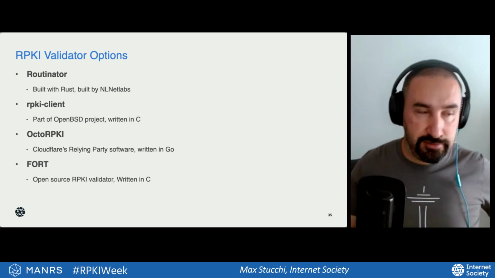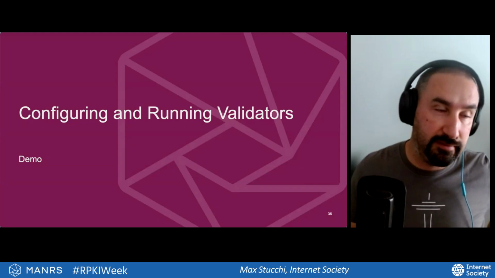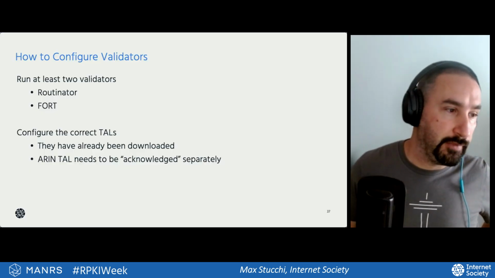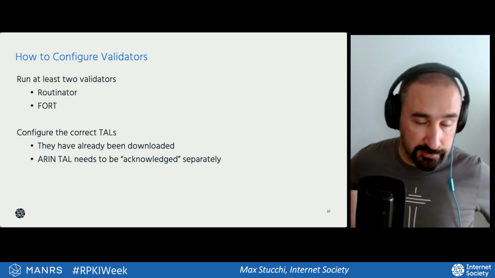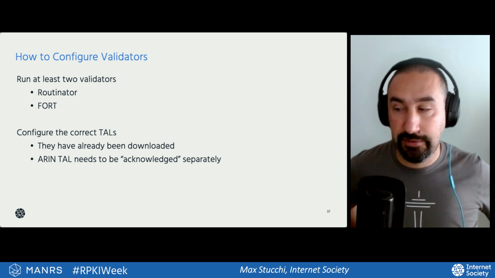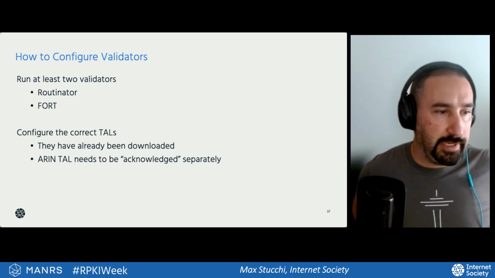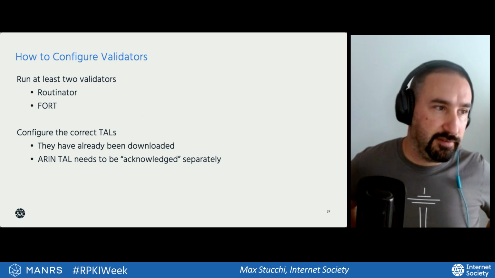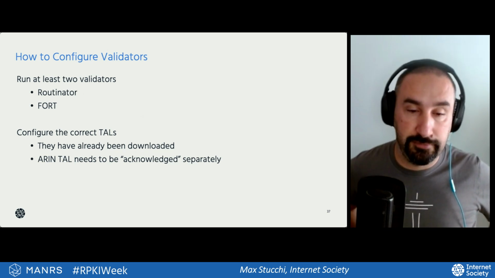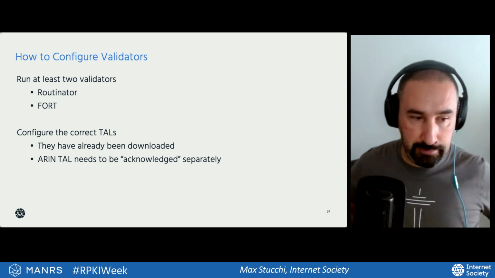But the suggestion is to always run 2 validators at least on different hosts for every POP. So here's the suggestion. Run at least 2. The suggestion here is Routinator and Fort as a couple. Configure the correct TALs. In this case, they have already been downloaded. Normally, the software now distributes them, and the RIR TAL needs to be acknowledged separately.